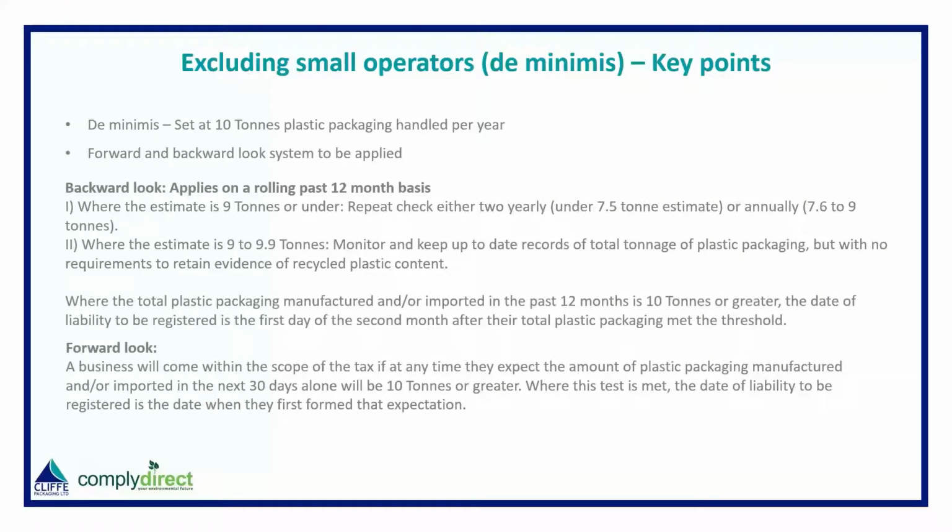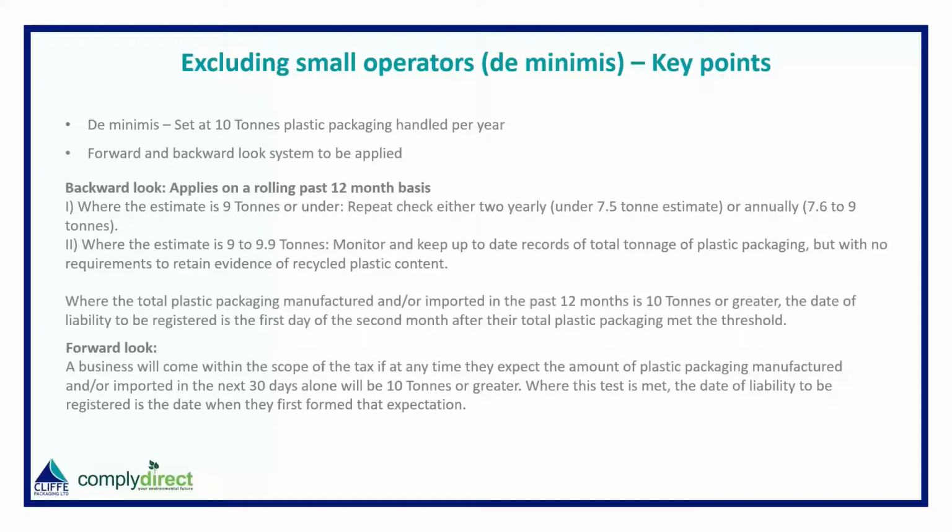Now, I wanted to touch on small operators, or the de minimis and threshold, plainly because this is something that will come up quite a lot over the coming year. Currently, the threshold, or the de minimis of the tax, is set at any UK business handling 10 tonnes of plastic packaging per year. So if you handle more than 10 tonnes of plastic packaging, you have a liability under the tax, and you'll likely need to register with HMRC and declare how much packaging you're handling.